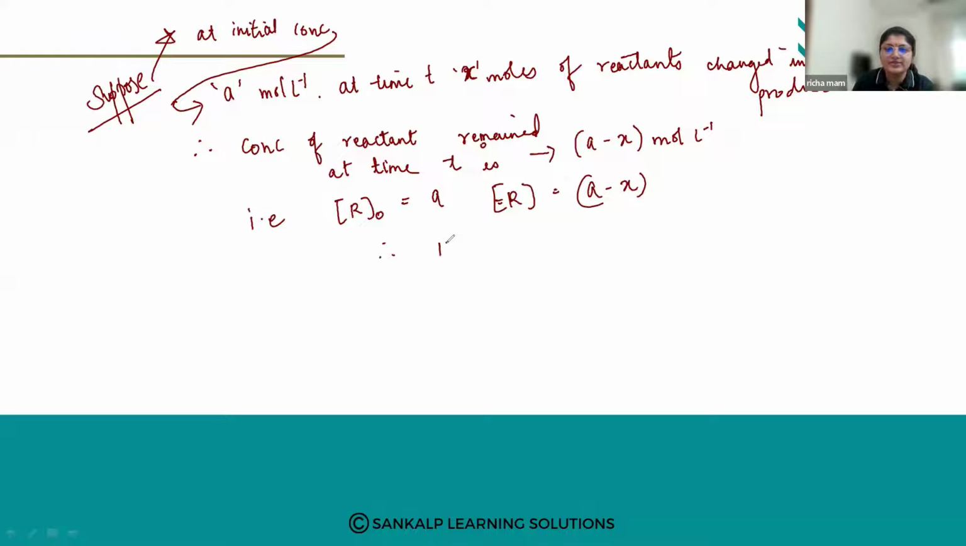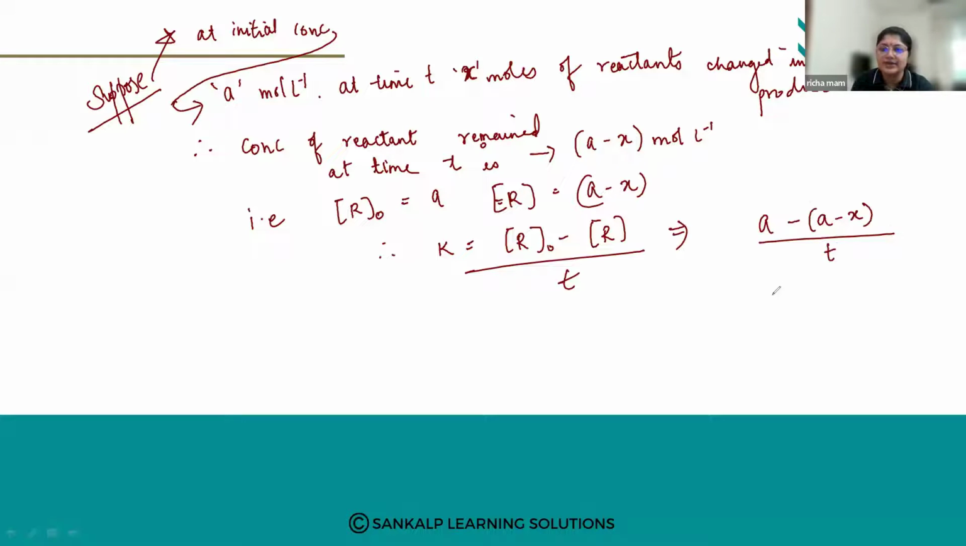So K will be given as what? K is equal to R naught minus R by t. If we substitute here, R naught is A and R is A minus X, by t. So that is equal to A minus A plus X, so K is equal to X by t, or X is equal to K into t.